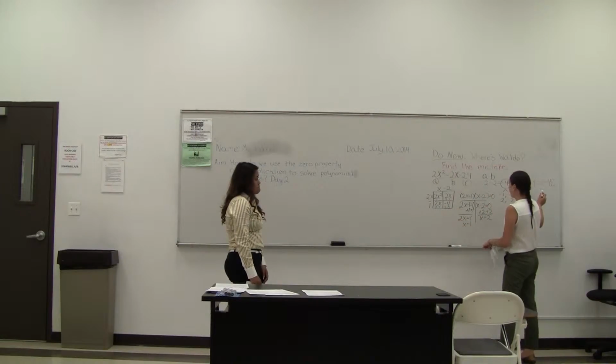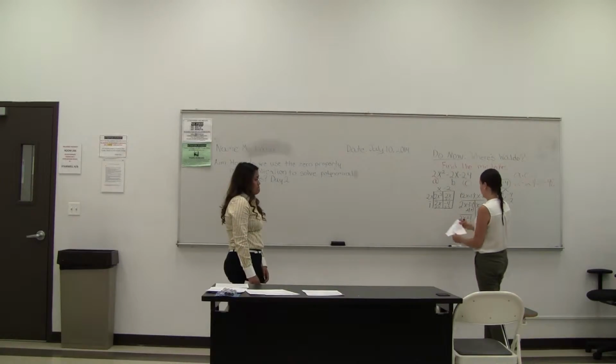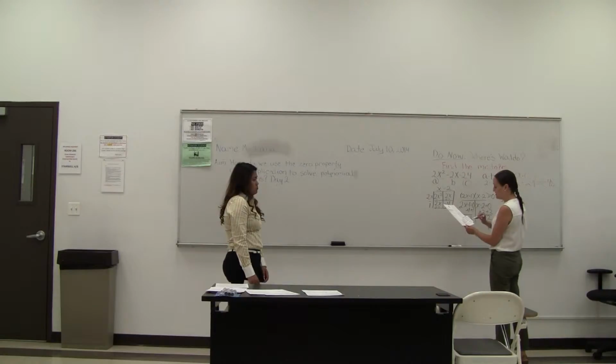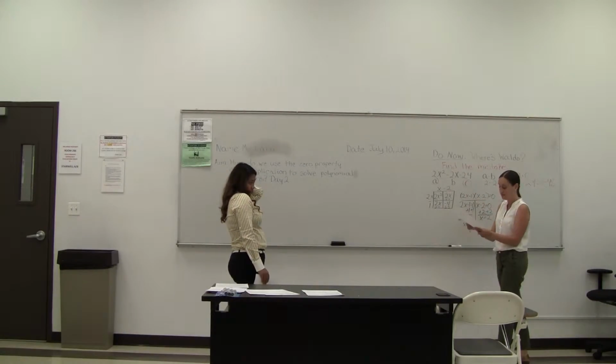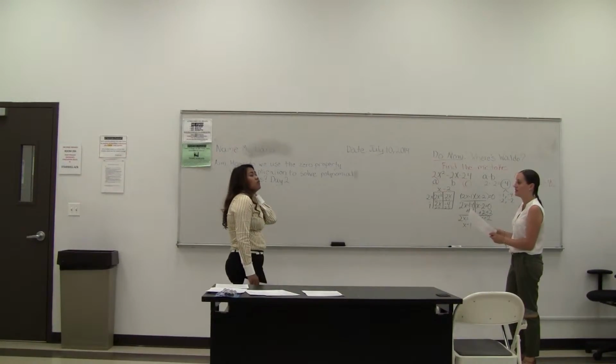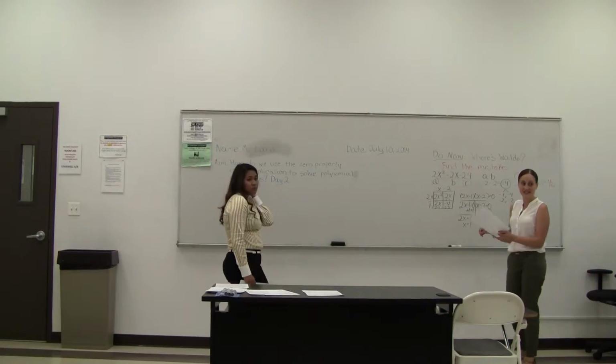So now, what number multiplies to negative 48, and subtracts to negative 2? What two numbers? Do you guys know what two numbers can multiply to 48? Factor is 6 and 8. 6 and 8, who said that?